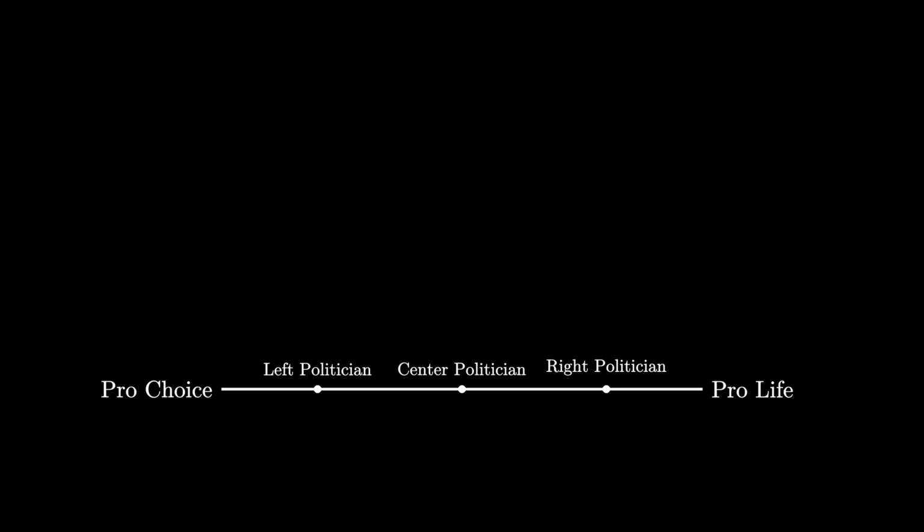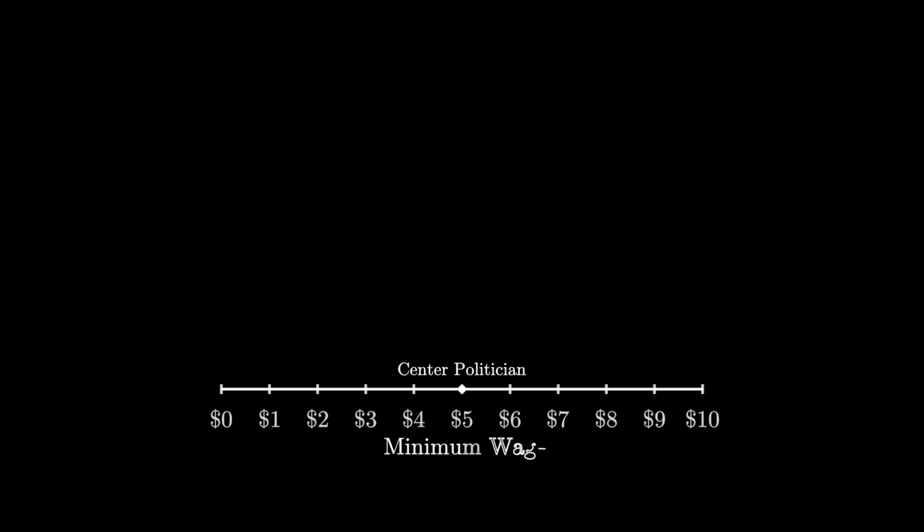By starting with the basic building blocks of the model, we will begin to understand how to use the spatial model to analyze political choices and political outcomes, and ultimately derive one of the most influential theories in political science, the median voter theorem. For the rest of this video, the line will represent minimum wage policy. Now the center politician's position is much more concrete. They think the minimum wage should be exactly $5.